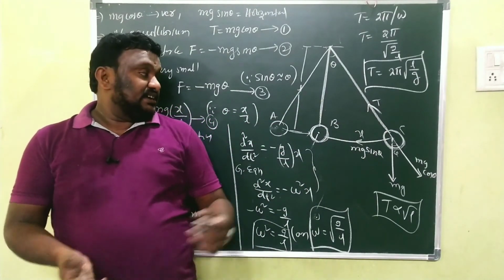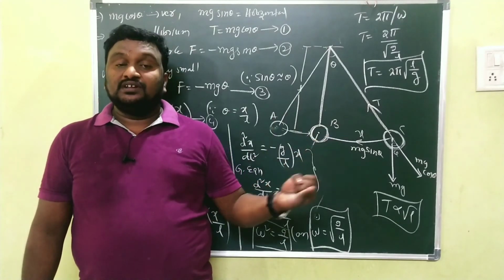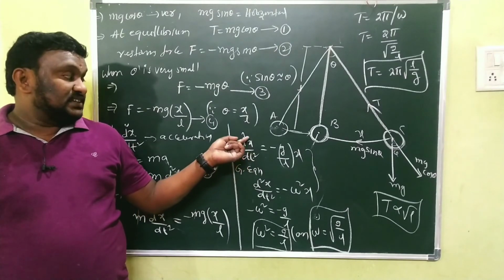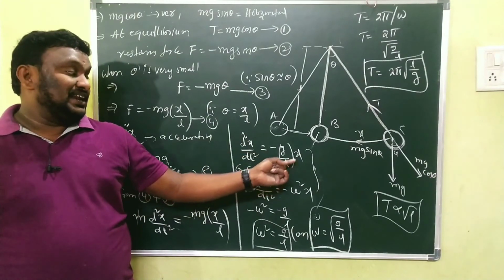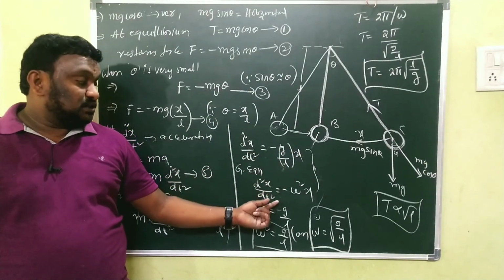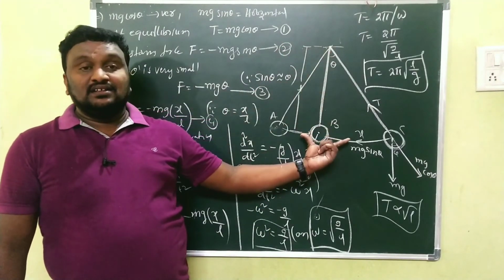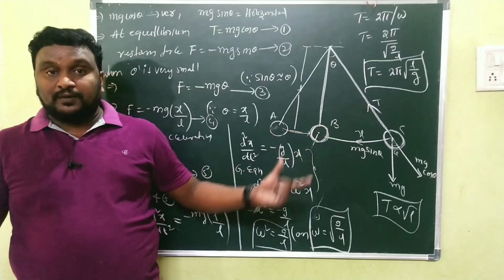So children, it has a to and fro motion, and in this case it is like this: d square x by dt square is equal to minus g by l into x. Here it is quite similar to the simple harmonic equation. That's why the oscillation made by the simple pendulum is simple harmonic.